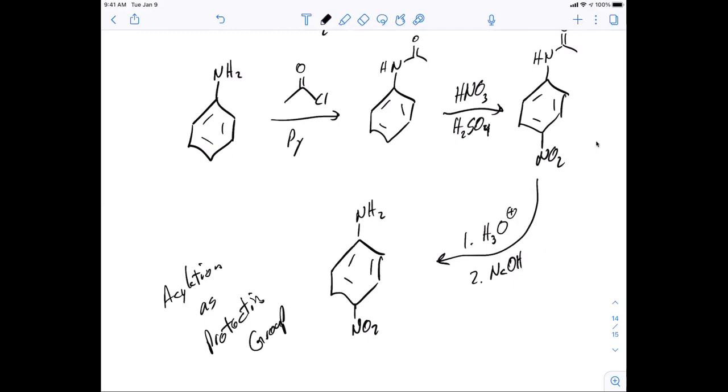So the acylation is a protecting group. I turn the amine into an amide, right? Therefore, it's not as nucleophilic, it's not as basic. I can do another reaction, especially something that might have the presence of a good nucleophile or an acid, and then I can regenerate that by hydrolyzing the amide back to the amine.